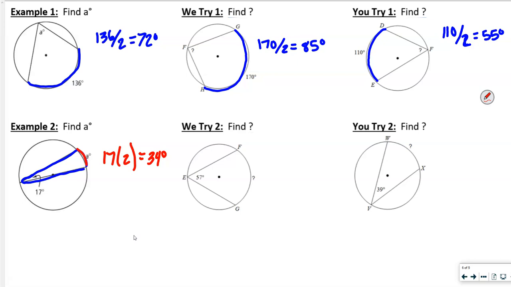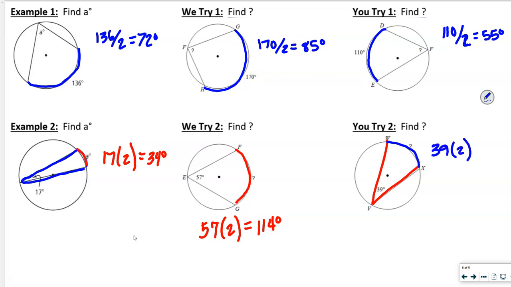Okay, so what are we going to do to find this arc over here? Again, we're going to multiply 57 times 2, right? Remember, if we're trying to find the arc and we have the angle, we multiply it by 2. So that's going to be 114 degrees. All right, let's see if you guys can do the last one. Noticing here again that we have the angle, right? And we're trying to find the arc. So you're going to do 39 times 2, and that's 78 degrees.